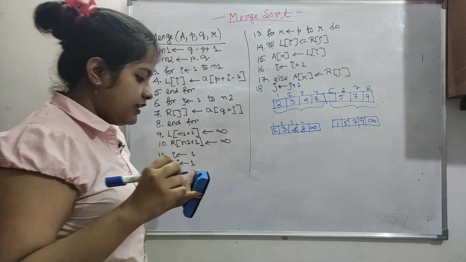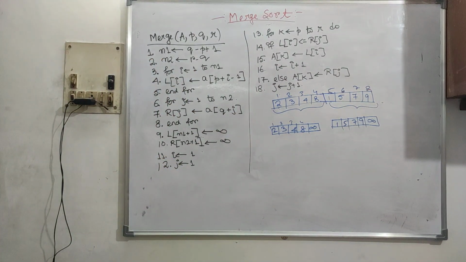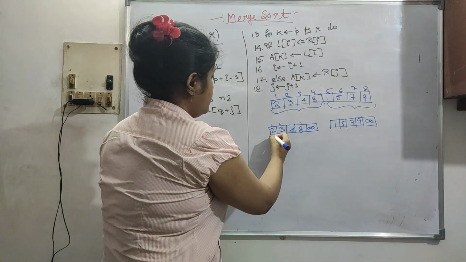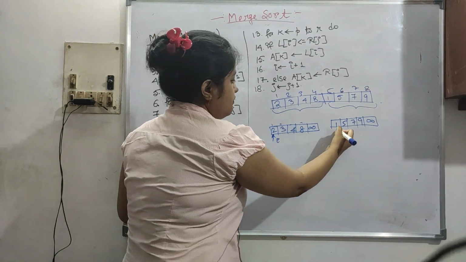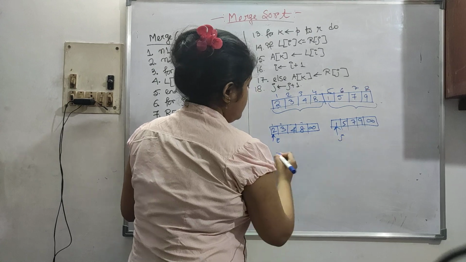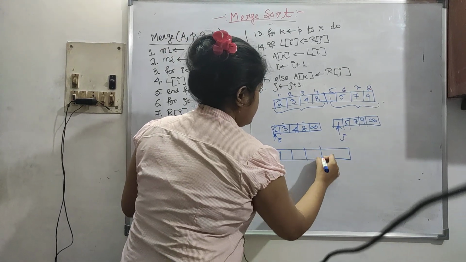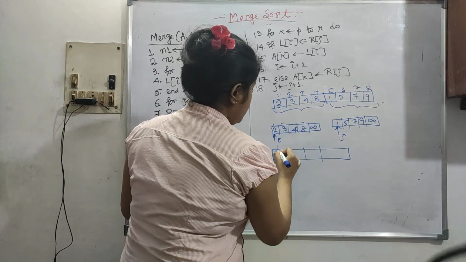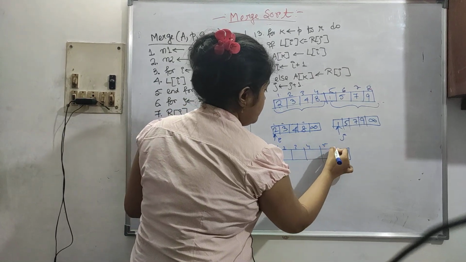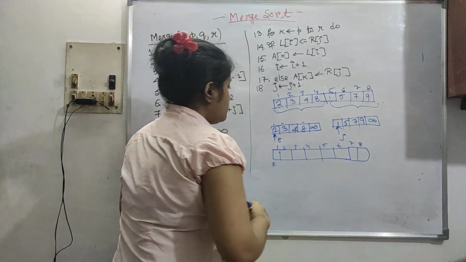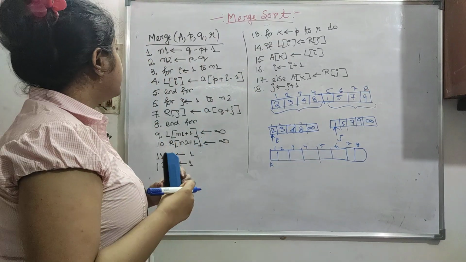So now let's see. This is our algorithm. Here it is running from I, this is running from J, and here is our sorted list. It has 8 elements: 1 2 3 4 5 6 7 and 8. So K will run from P to R. So let's see the algorithm.